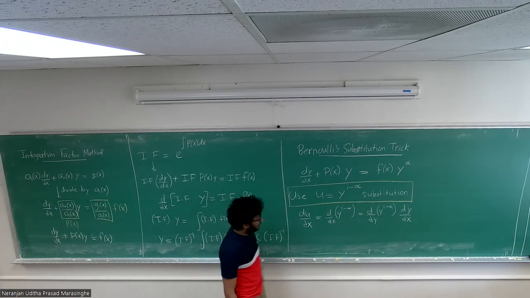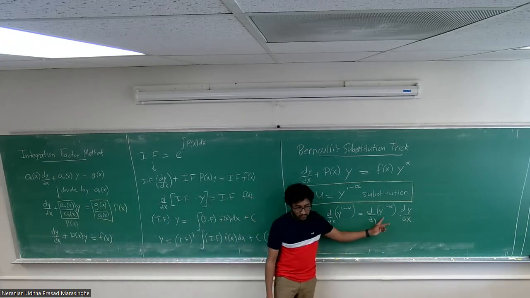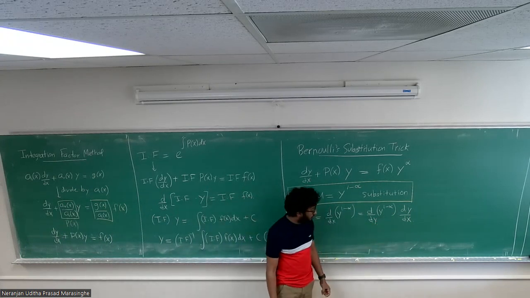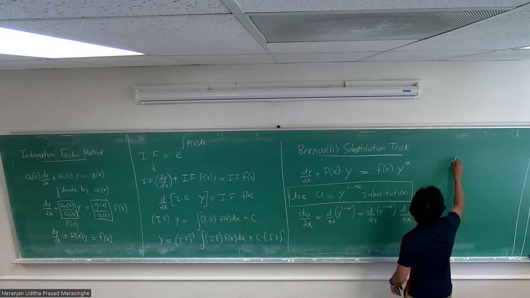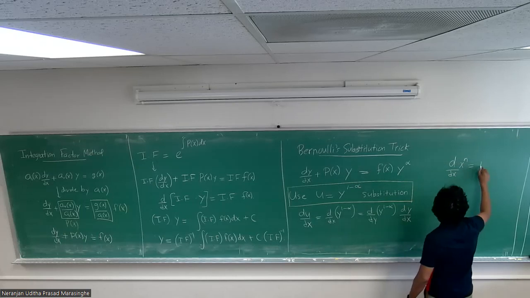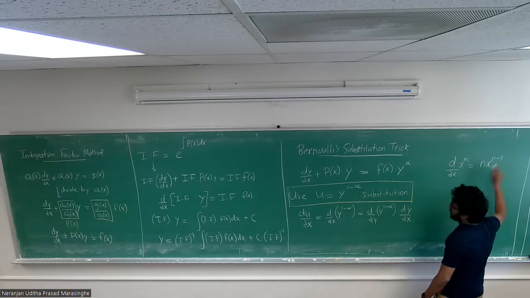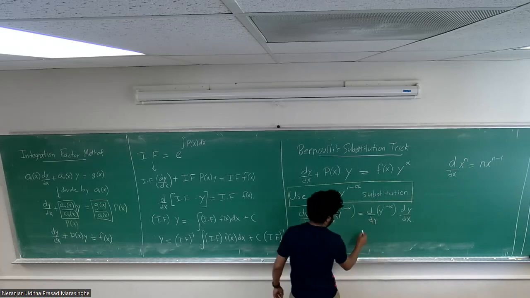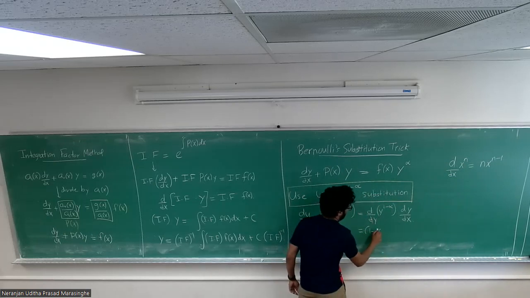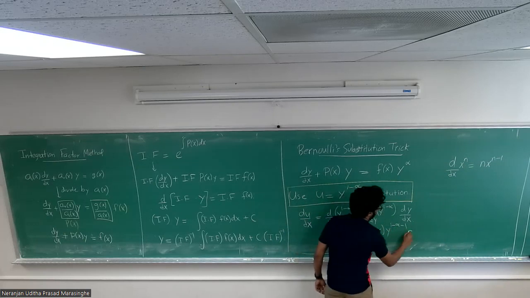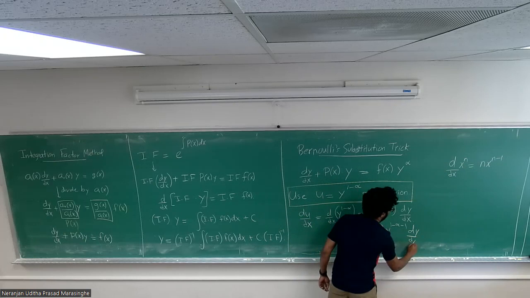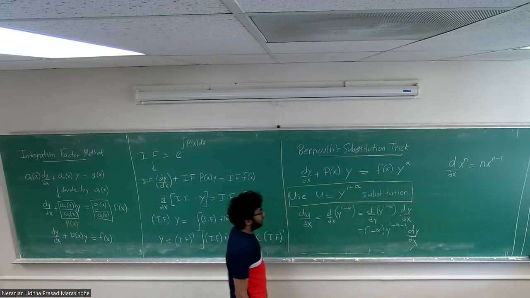How do you take the derivative of this function? Substitution. You can directly substitute it, right? Directly evaluate that. So you have to use this formula: d over dx of x to the power n is equal to n x to the power n minus 1. So I would get 1 minus alpha, y to the power 1 minus alpha minus 1, dy over dx.